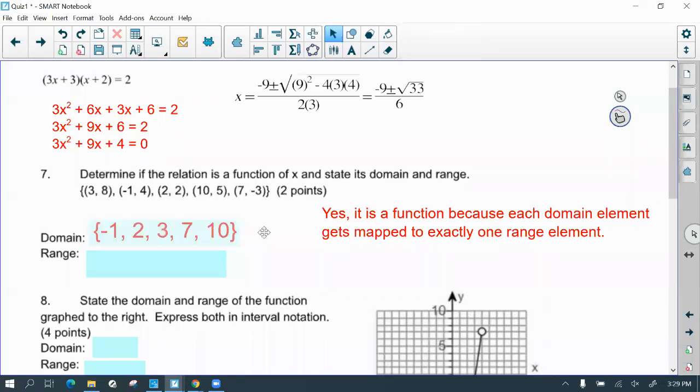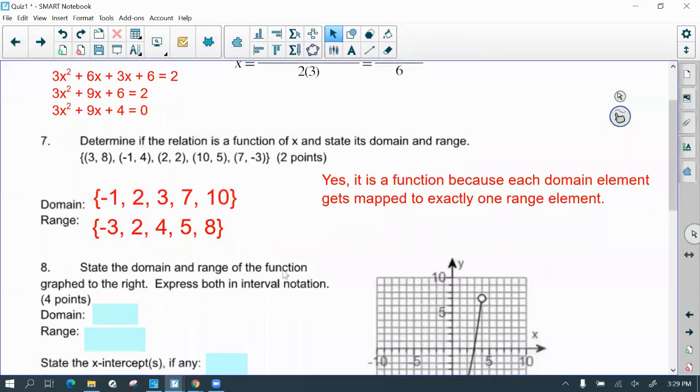The domain is the set of all x values. So these 5 numbers, these are all the x's. The range is the set of all y's. These 5 numbers are all the y values.